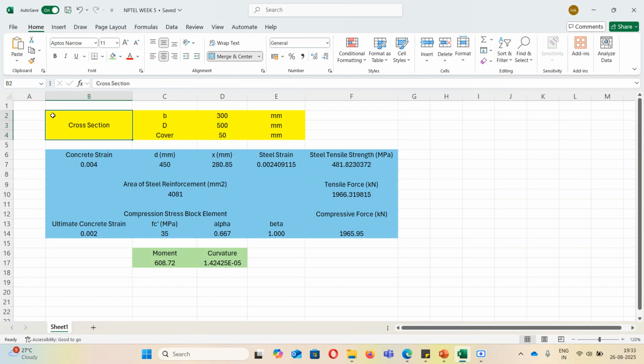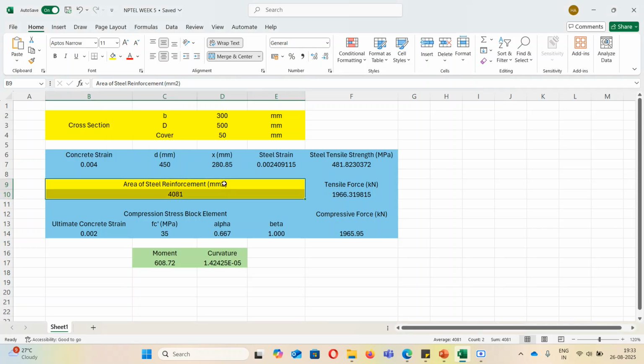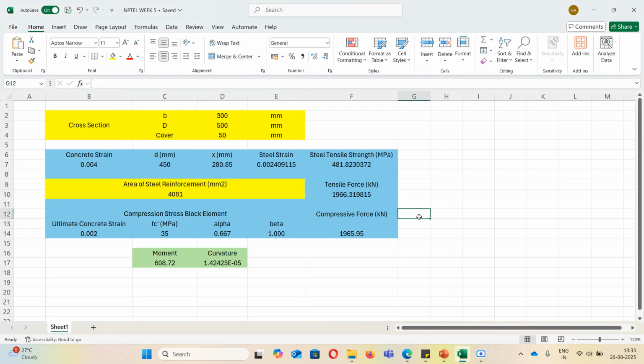So what is known to us? We know the cross section. We know the width of the beam, we know the total depth of the beam, and we know the cover. And we know the steel reinforcement area also. If we don't know, we can calculate anyhow. So these things which are in yellow are known to us.